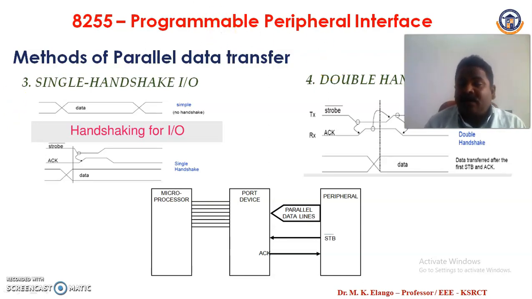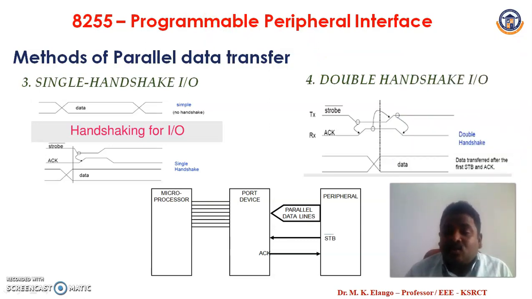And the fourth one, double handshake I/O. Here it is also using two signals, strobe and acknowledgement. But here the strobe signal is activated 2 times, and the acknowledgement signal is also activated 2 times. Normally for double handshake I/O, the strobe signal is activated low, then again it goes high. The acknowledgement signal is initially low, and once the strobe signal is low, the acknowledgement signal is sent to the processor, and it comes to know that the processor is also ready to do that operation. So here the acknowledgement signal is activated high.